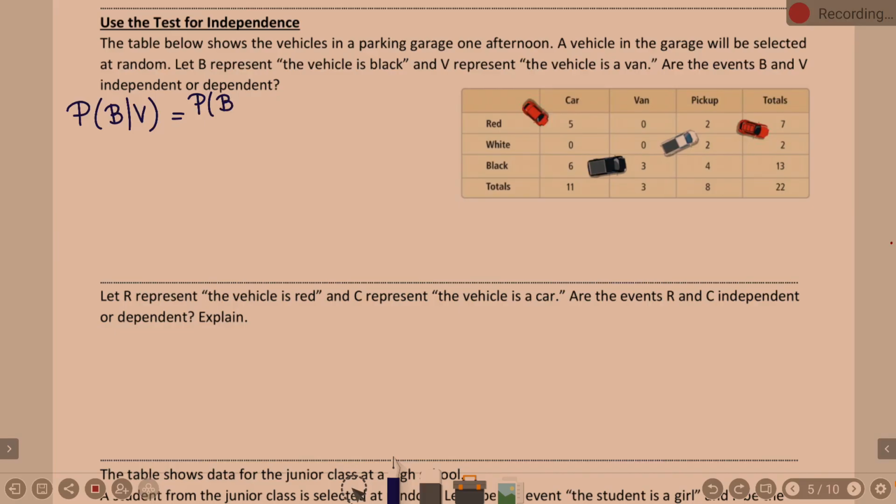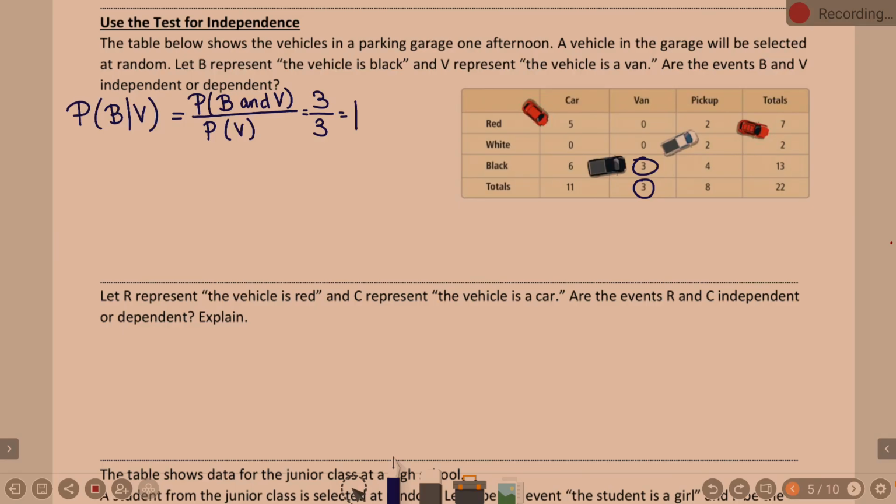Black and van. This is still our conditional probability, over the probability of, what do we do with the condition? Van. Okay. Go to our chart. Probability of black and van. How many times does that happen? 3. Over probability it's a van. There are 3 vans. What do we know about 3 over 3? It's 1. Now, what do we need to compare that to find out if this is an independent event?